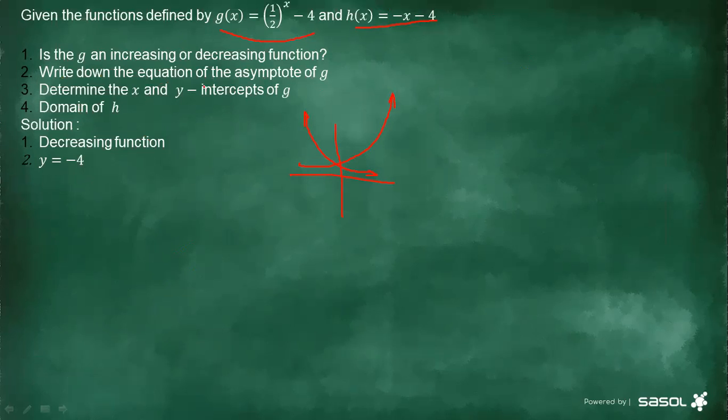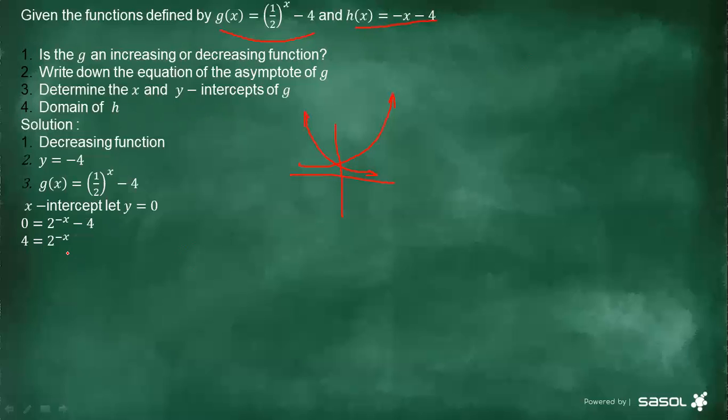Number 3, determine the x and y intercepts of g. For the x-intercept, let y be 0. This is 0, you transpose 4. You make the bases the same. If the bases are the same, you equate the exponents. The value of x equals -2.